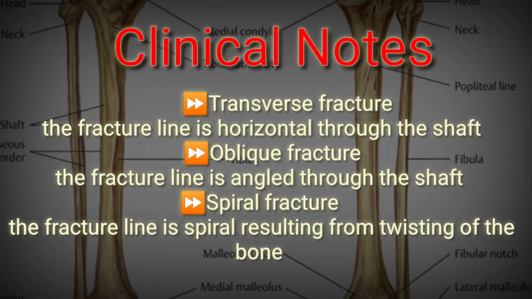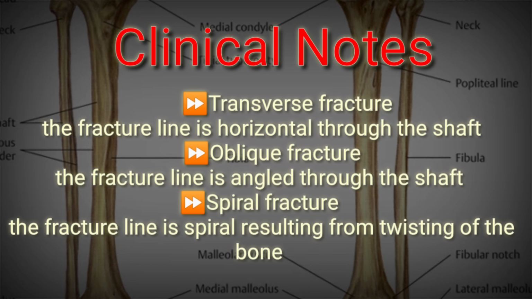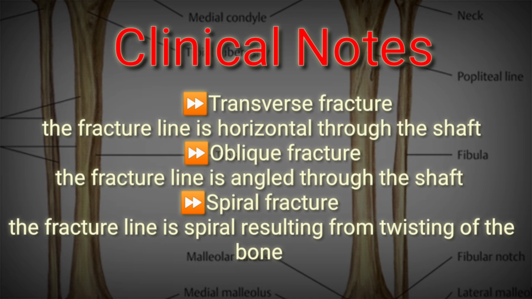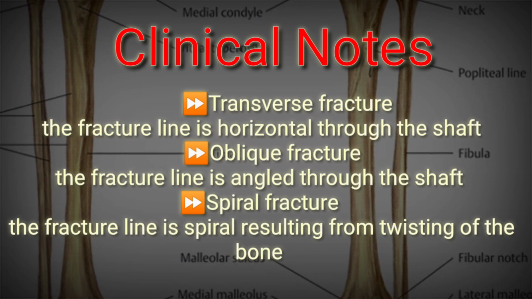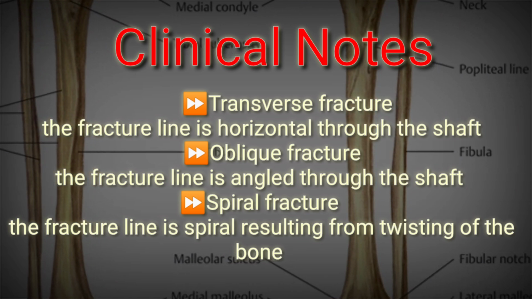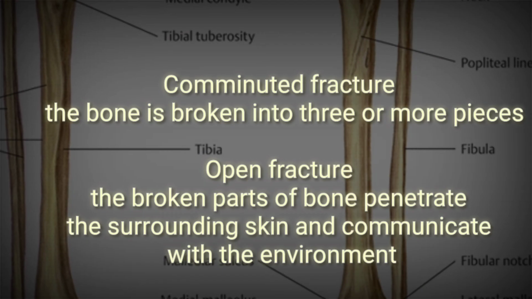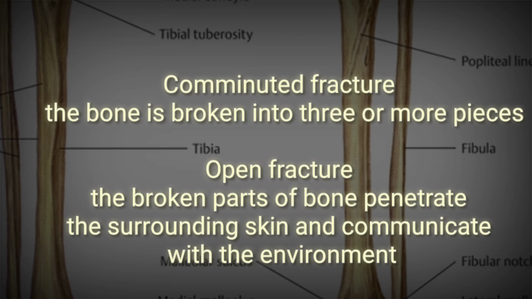Transverse fracture: the fracture line is horizontal through the shaft. Oblique fracture: the fracture line is angled through the shaft. Spiral fracture: the fracture line is spiral, resulting from twisting of the bone. Comminuted fracture: the bone is broken into 3 or more pieces.